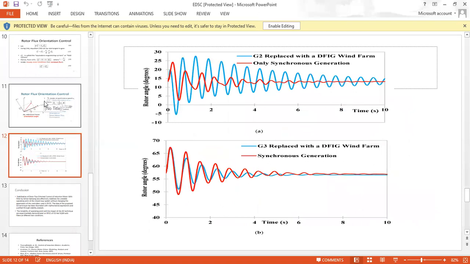And at last, we are talking about the anti-damping method upon the rotor angle decrease, where G2 is replaced with a DFIG wind farm and only synchronous generation, where G3 is replaced with a DFIG wind farm synchronous generation.